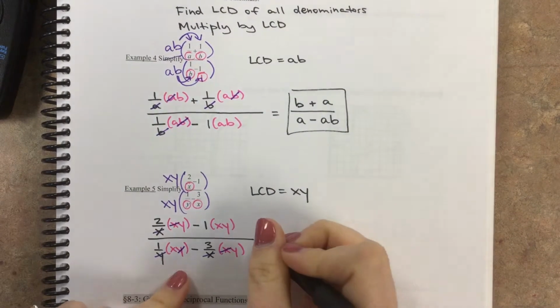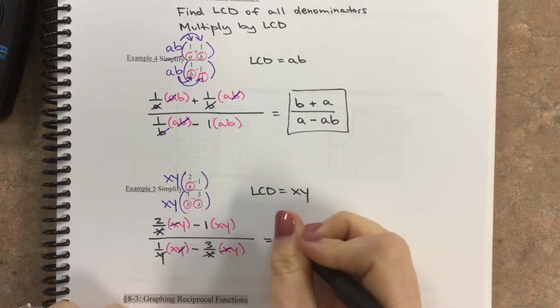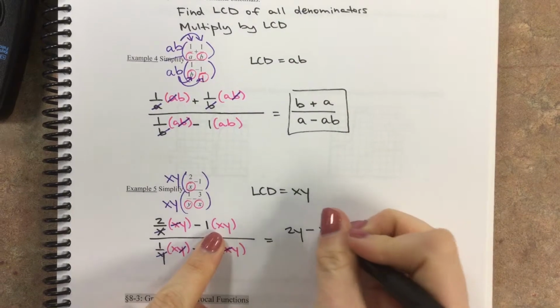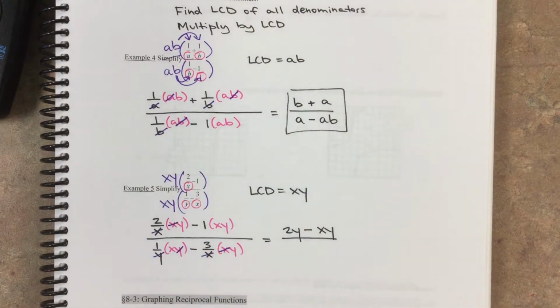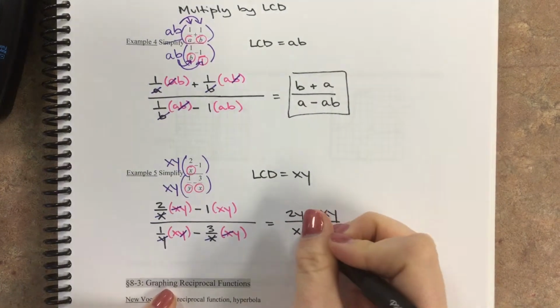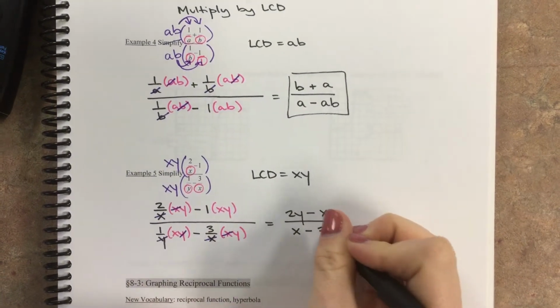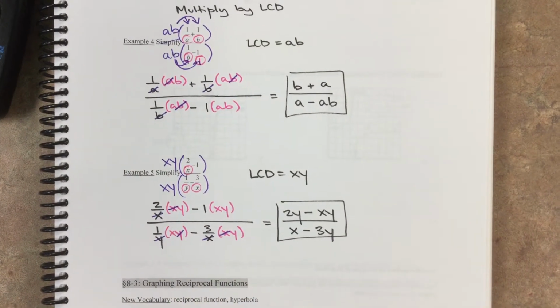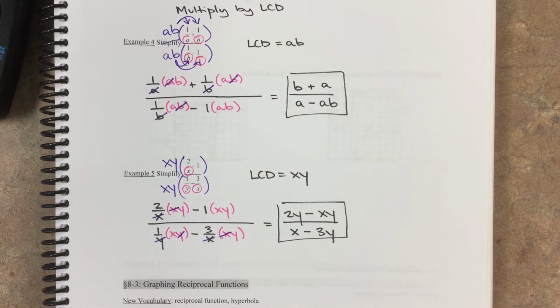Now I had a 2 here, and then there's just a y left, so it would be a 2y minus xy. And the 1 is, of course, always there, you don't really need to write it. And then 1 times x, so that's just an x, minus, and this would be a 3 times y. Okay, so that would be your final answer for that one. So that's how these more complicated complex fractions work.